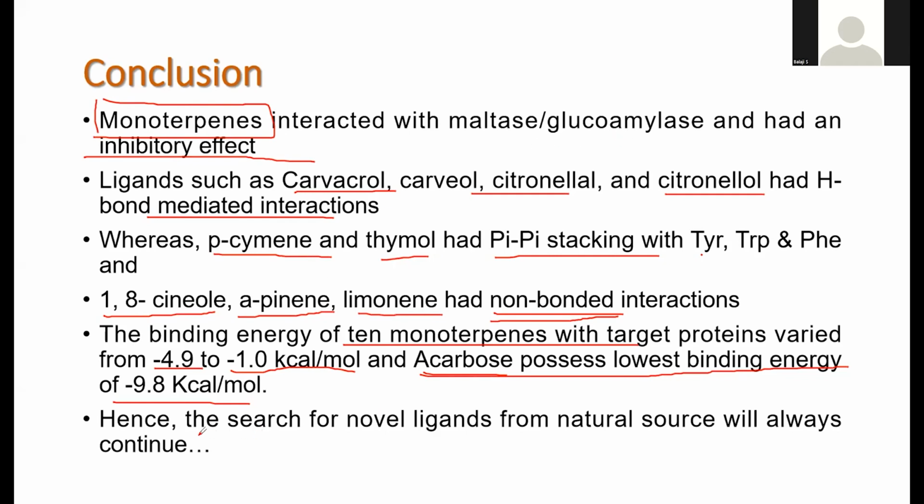Hence the search for novel ligands from natural sources. So we cannot conclude anything from this. So we'll continue. We need to continue this to find a better lead for further anti-diabetic drug development.